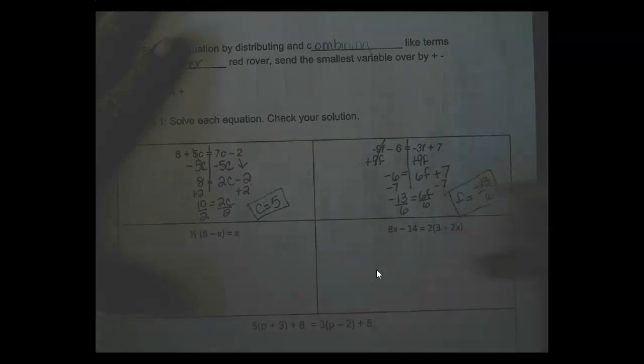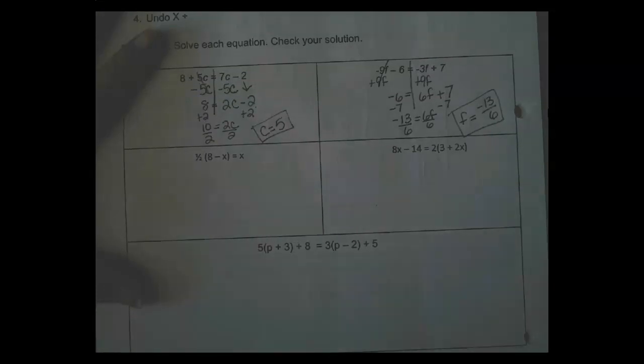Divide by 6, divide by 6. This does not divide evenly, so we're just going to leave it as f is equal to negative 13 over 6. It is okay, and we prefer you to leave them as improper fractions.